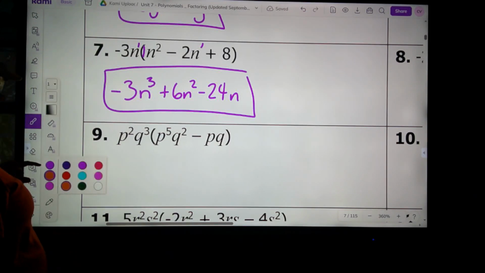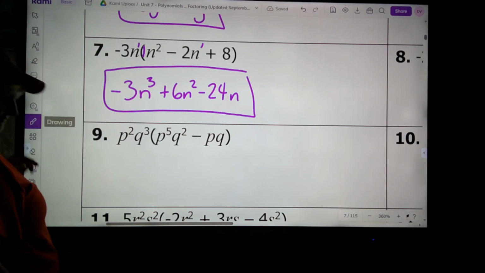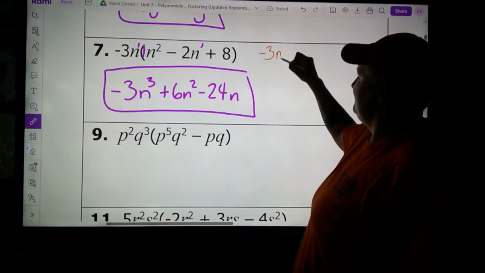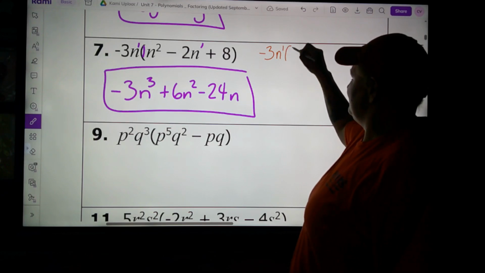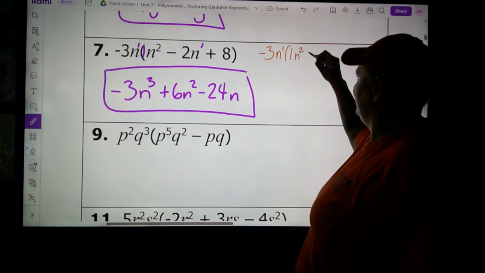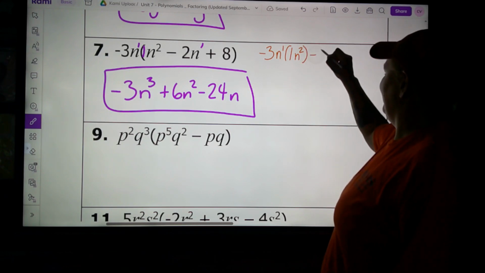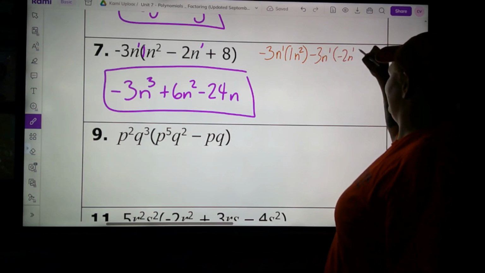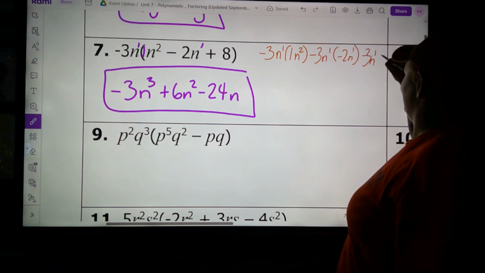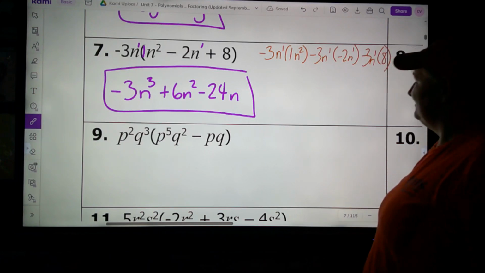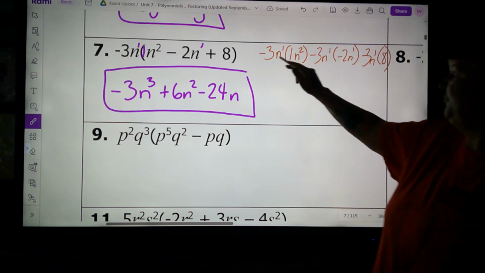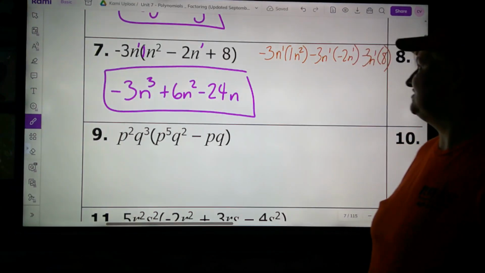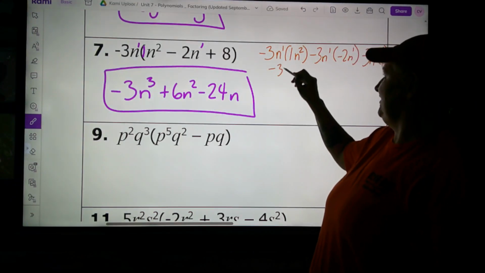What if I wrote that out so you could see it? I'm going to write it out so you could see it. All right? So, I did -3 n to the first times 1n squared, right? And then I did -3 n to the first times -2n to the first, -3 n to the first times 8. I distributed it. I put a -3 n to the first before each of the terms inside the parentheses. So this became -3 and 3.